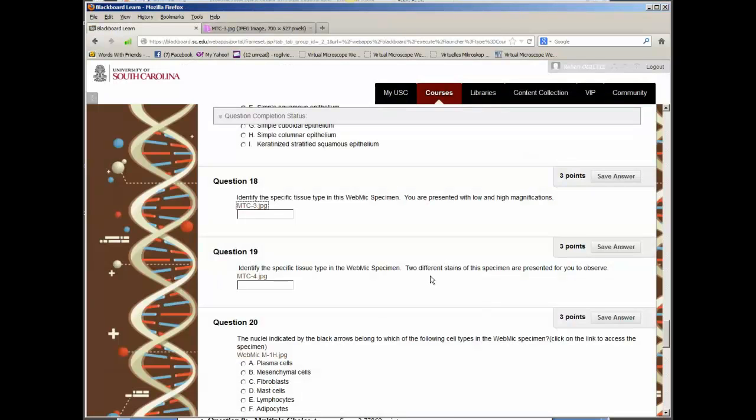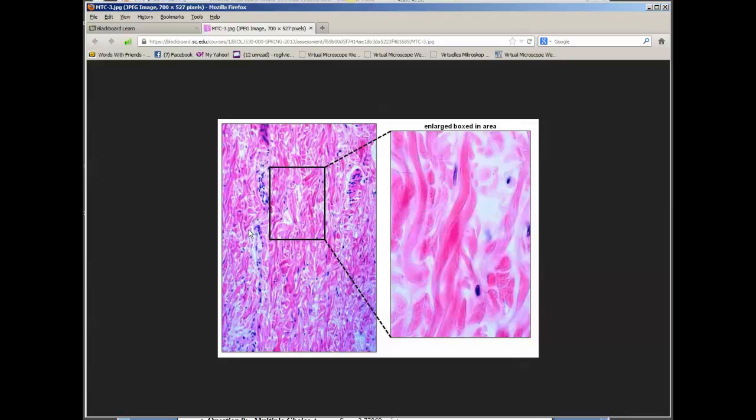Okay, this is question 18, and you're asked here to identify a specific tissue type in the web-like specimen, and you're given a low and a high magnification, and you have to type in the answer. So here's your low mag, and here's your high mag. Again, here, dominant eosinophilic staining or acidophilic reaction in the staining, taking up eosin dye in a strong manner.